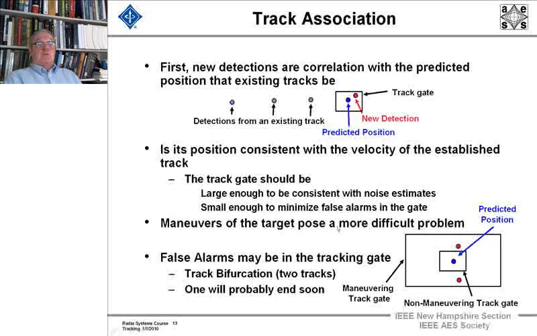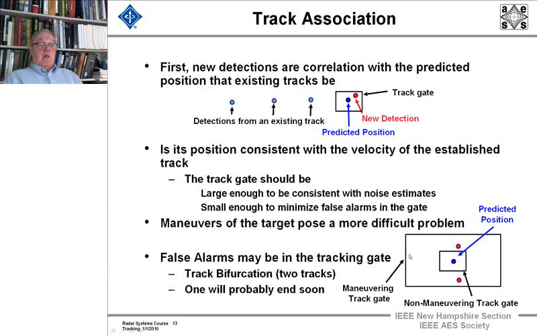And maneuvers of targets pose a more difficult problem. And we're just going to state that now, but we're going to go into that more. And false alarms may be within the tracking gate because of birds. You may be traveling through an area where there's clutter breakthrough. You didn't quite have enough subclutter visibility. There was a tip of a mountain, and you're getting some false alarms from the mountain. And you've got a target within the predicted gate, but that target could be a single-engine aircraft which can maneuver.